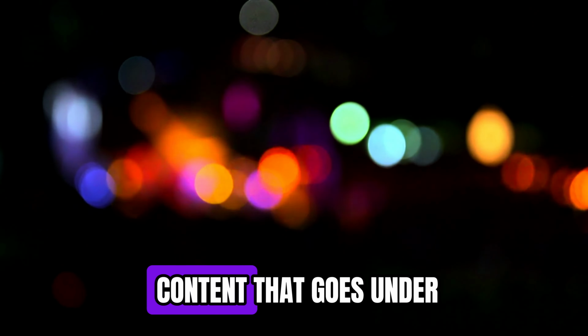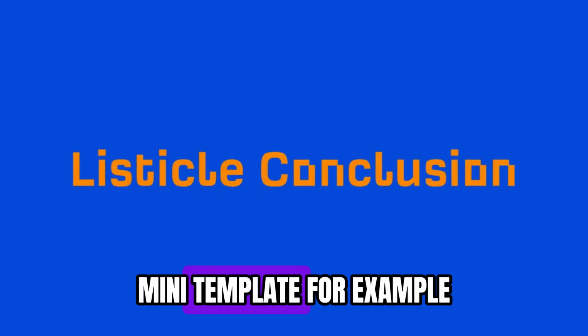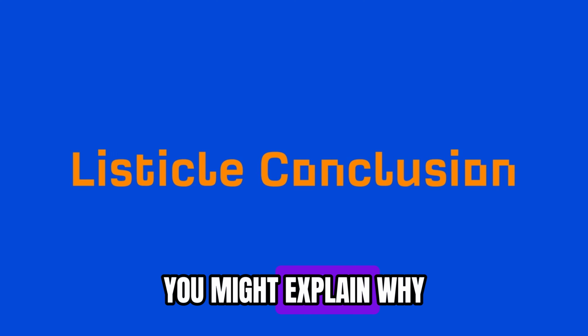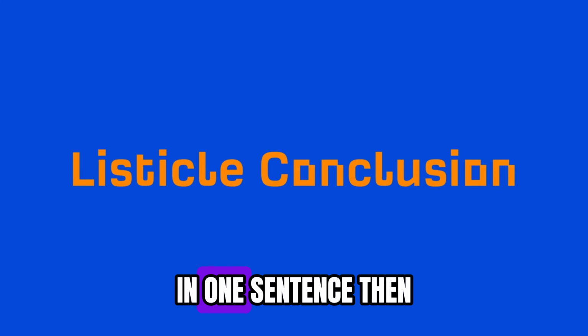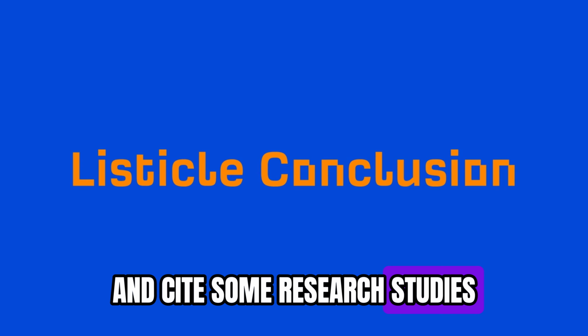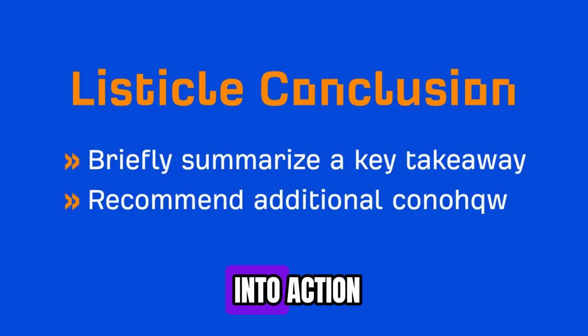Now, as for the content that goes under these headings, you may want to consider creating your own mini template. For example, if your post is on weight loss tips, you might explain why your tip helps with weight loss in one sentence. Then you might explain how it works and cite some research studies. Then you can end the list point with 2 sentences that will help the reader put that tip into action.